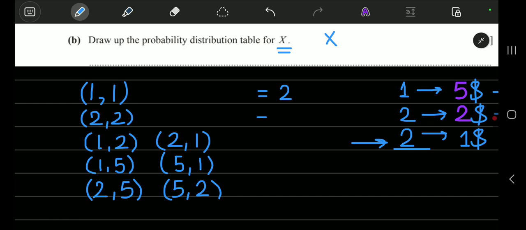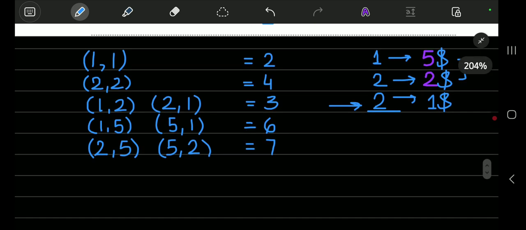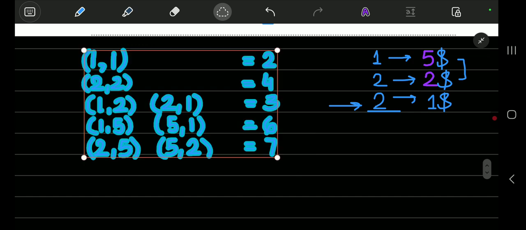The second is a sum of 4. The third is a sum of 3, if you add 2 and 1, or 1 and 2. Then 5 plus 1 is 6, and 5 plus 2 is 7. Okay, now find the probabilities for each of them.